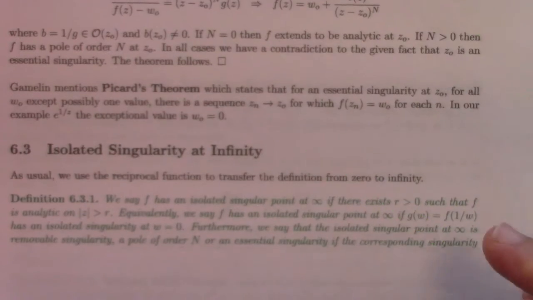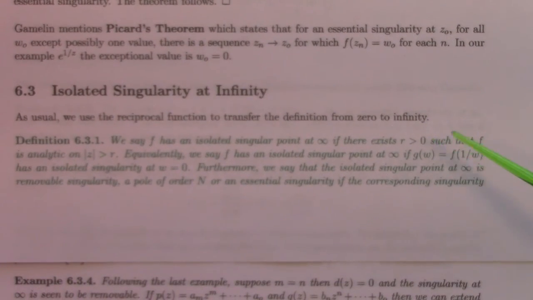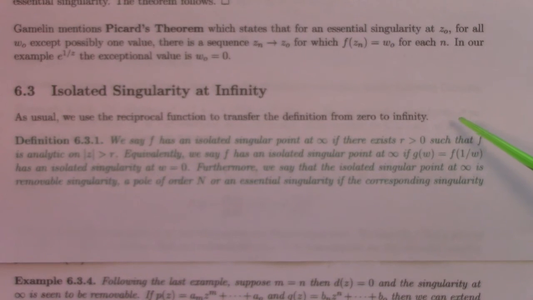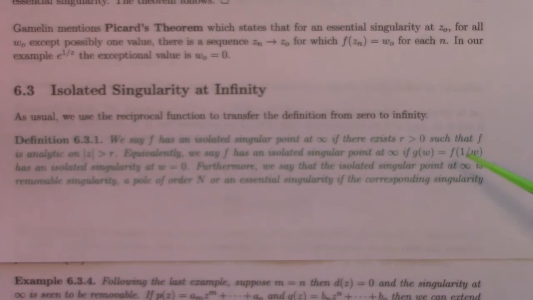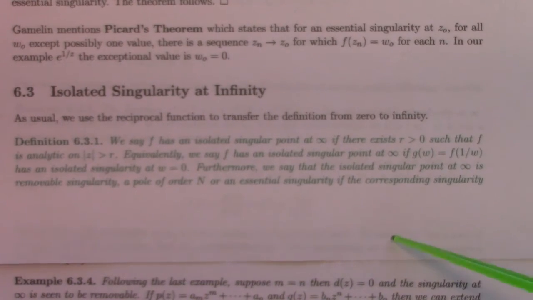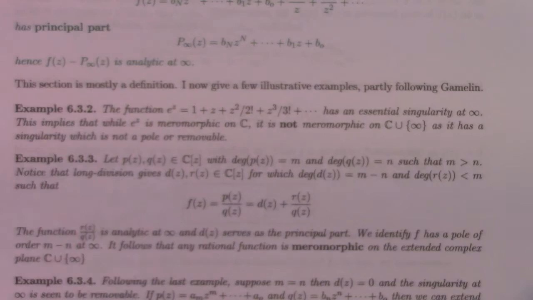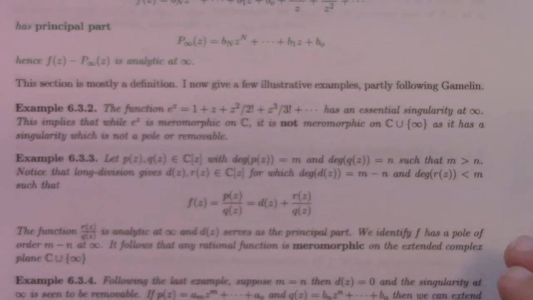Finally, this section 6.3 is on isolated singularities at infinity. Basically, it's the same song and dance, but at infinity everything is fed through this reciprocal function idea. It's an isolated singular point at infinity if the reciprocal function g has an isolated singularity at w equal to 0, and likewise the pole of order n, the removable singularity, and the essential singularity are defined.